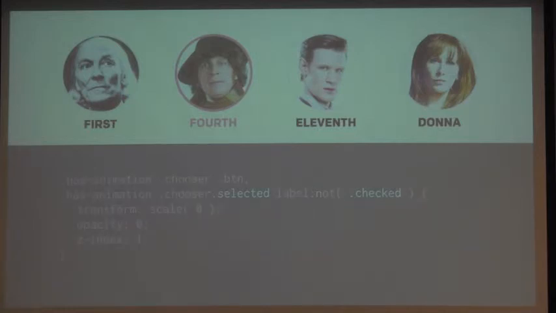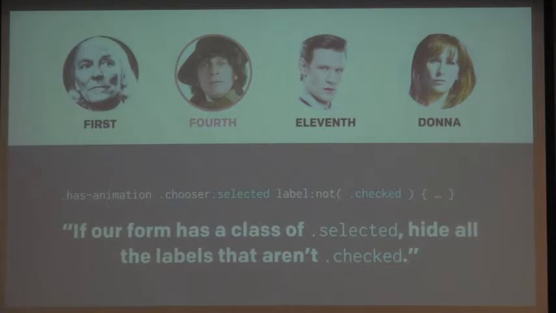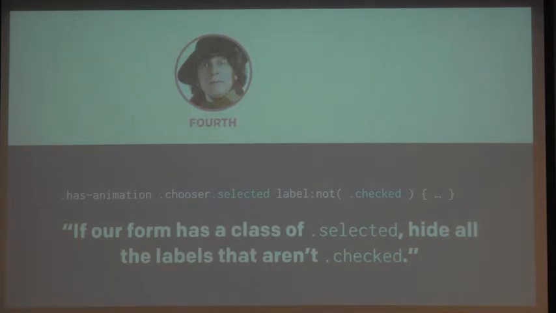And that's where this gnarlier part of the CSS comes in. This looks pretty complicated, but basically all it's saying is, if the form has a class of selected, hide all the labels that aren't checked. And if it does, then those transforms and the opacity toggles are going to be applied and hide any element that the user didn't actually work with.